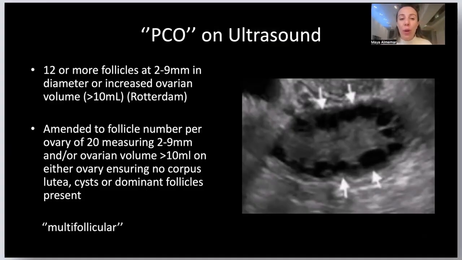The definition for what constitutes polycystic ovarian morphology has changed in recent years, and it's been amended to a follicle number of 20, measuring between 2 to 9 millimeters, or an ovarian volume of greater than 10 mils, on either ovary, and you have to make sure there's no corpus luteum, cysts, or dominant follicles present. So this is how we diagnose on ultrasound.